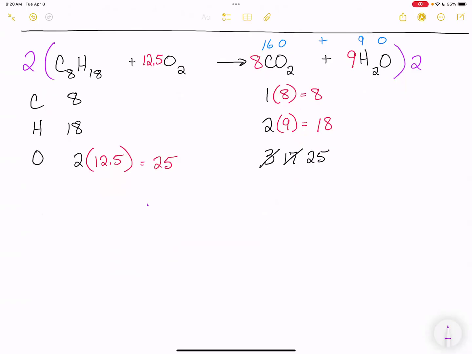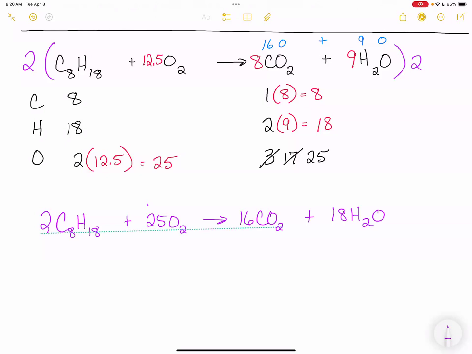When we multiply the entire reaction by 2, you get 2 C8H18s plus 25 oxygens goes to form 16 CO2s plus 18 H2O. And now you are balanced. And you have your coefficients in the smallest whole number ratio possible.